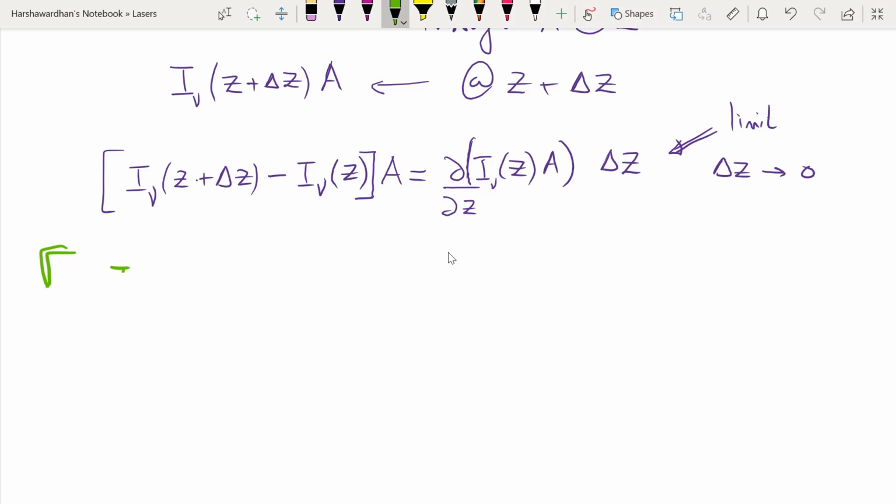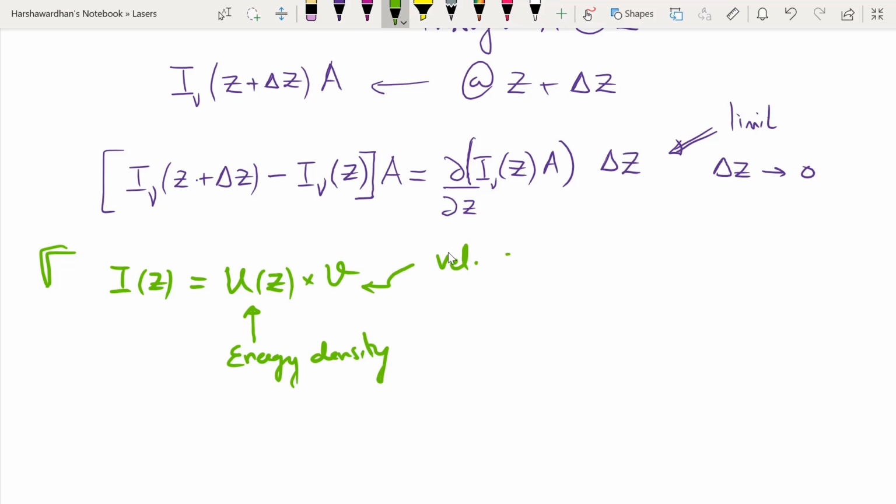And let me just quickly remind you, as a small aside, the relationship between energy density and intensity. Imagine that I have an intensity at Z. I can write it as the electromagnetic energy density at Z multiplied by the velocity with which the radiation is propagating, right? So this is energy density and this is the velocity of propagation of the radiation. If we are considering a very dilute gas, then this V in our situation is just C.